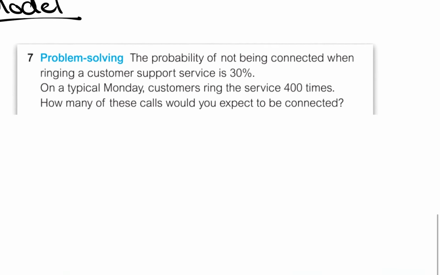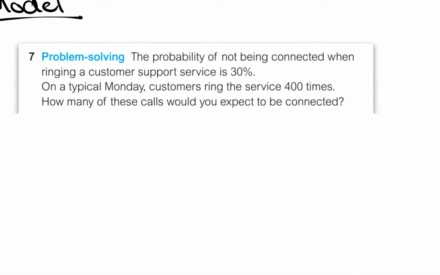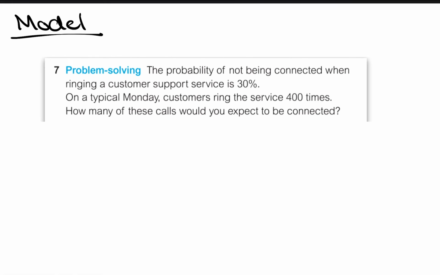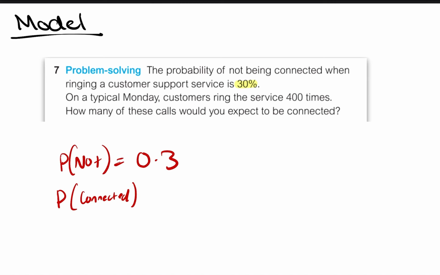Great. So last but not least, I'll leave you on this question. The probability of not being connected when ringing a customer service is 30%. So I'll highlight there for you. Probability of not connected is 30%, which is 0.3. So let's say the probability of connected, which has to add up to 1, is 0.7. On a typical Monday, customers ring the service 40 times. How many of these calls would you expect to be connected? So our focus is here. Connected.